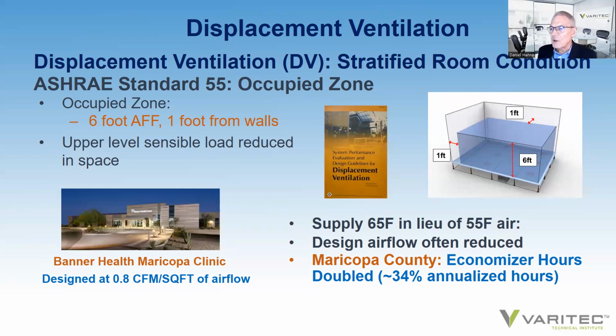So 65-degree air is provided in lieu of 55-degree air. And this is very, very important, especially in Arizona's dry climate during our shoulder seasons, because at 65 degrees, our conventional economizer hours in a mixed air system from roughly 17% of annualized hours can be doubled up to roughly 34 to 35% of annualized hours. Well, this free cooling does have a significant impact on energy performance.